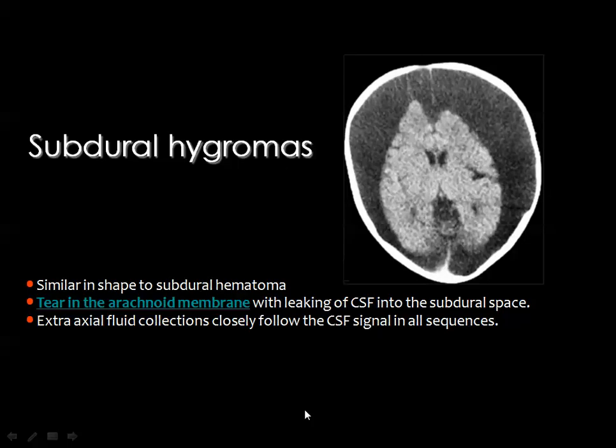Subdural hygroma will result from tear in the arachnoid membrane, and this will lead to leakage of CSF from the subarachnoid space to the subdural space. Then you got in the CT or MRI variable sized collection of CSF over the surface of the brain in the subdural space, compressing the brain parenchyma. As you can see here, this is massive bilateral subdural hygroma.